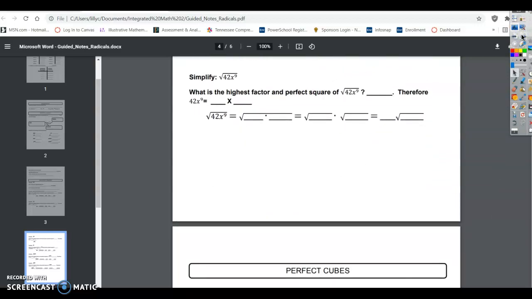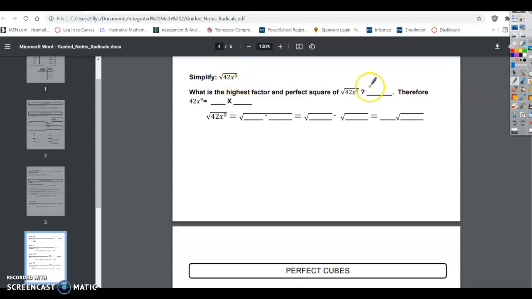All right, to simplify the square root of 42 times x to the 9th, you are, again, looking for a perfect square. So, let's see. 42 is 6 times 7, but neither of those is a perfect square or can be written as a perfect square. So the number is not going to be a perfect square, but we can look at the variable, x to the 9th.